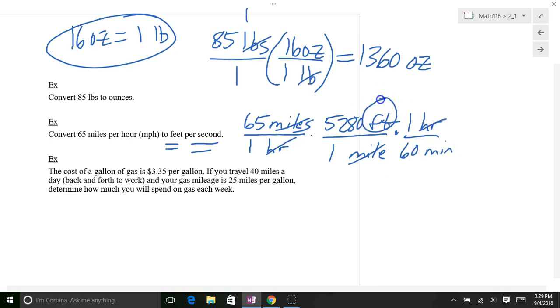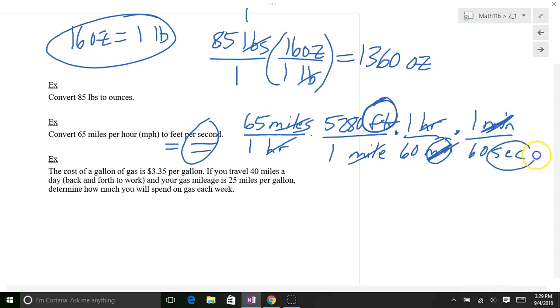So now we're in feet per minute. But again, we want feet per second. So let's take care of the minutes. For every 1 minute, there's 60 seconds. Now the minutes are gone, so we're in feet per second.